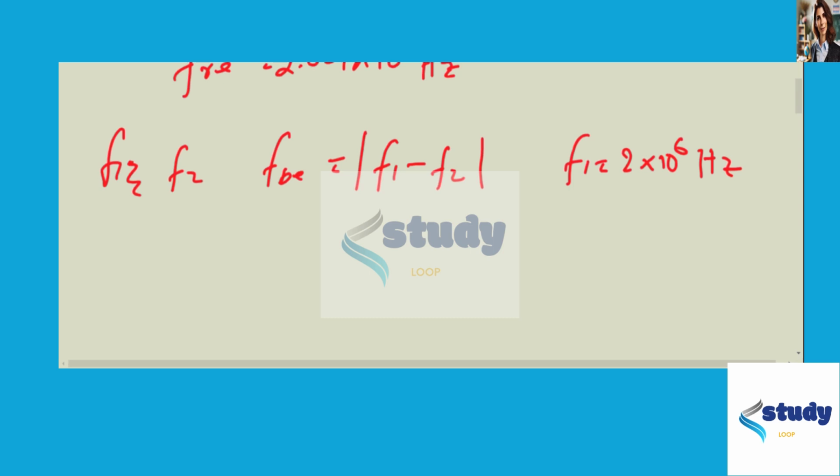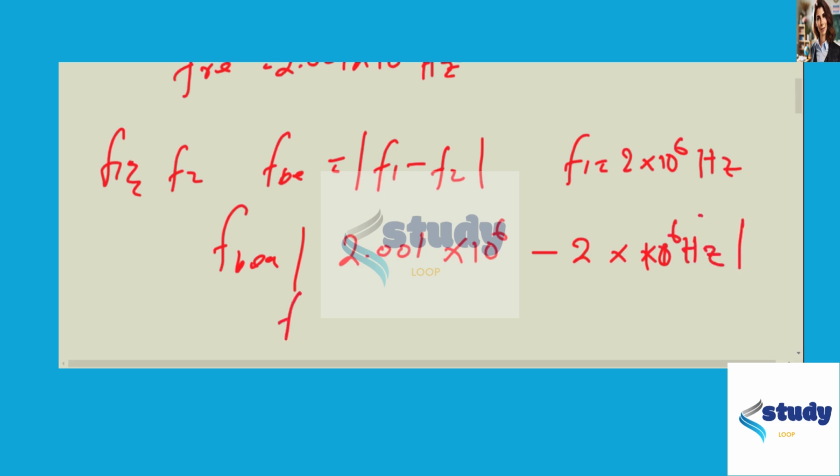Then we substitute the values for F1 and F2. We get the beat frequency: 2.001 times 10 to the power 6 hertz minus 2 times 10 to the power 6 hertz, which gives us a beat frequency of 1000 hertz.